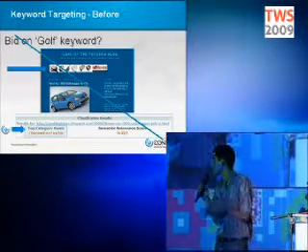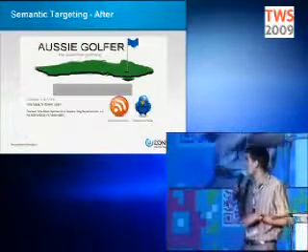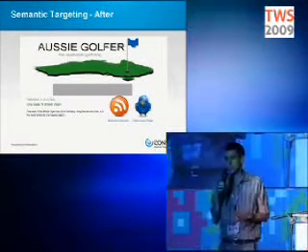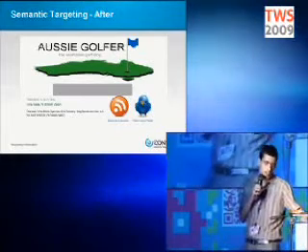But what happens when ContextIn detects a site that is in fact related to sports? So here we're seeing a website that ContextIn detects that is specifically about golf under the sports category, and understands that this is a good candidate for our advertiser.